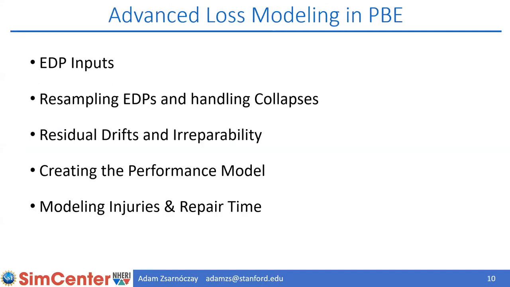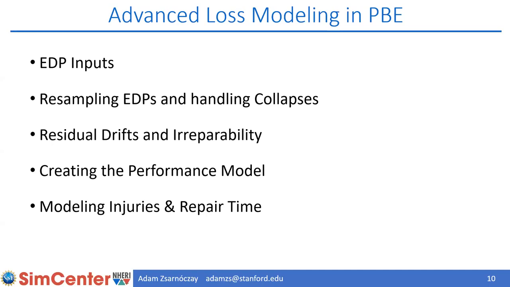These are the topics that I'm going to cover. We will start with EDP inputs. I will look at the format of the file that you can load in. And then we will look at how those samples are used and resampled in the background, in our background Pelicun engine. What are the options for resampling, and how do we handle collapses? There are multiple options available for handling collapses.